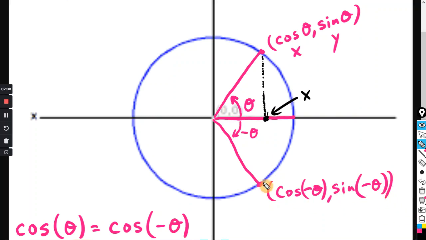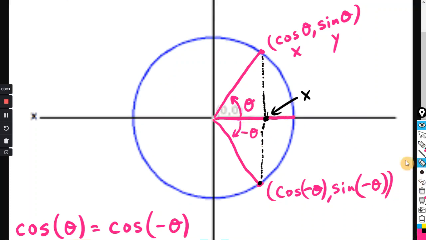And the x-coordinate for this point, if we traced it to the x-axis, would be the same x-coordinate as the original angle theta. So if you head in the clockwise direction, just as much as the counterclockwise direction, you will end up at the same x-coordinate, so long as you start from the positive x-axis. Okay, this works on the other side of the circle as well.